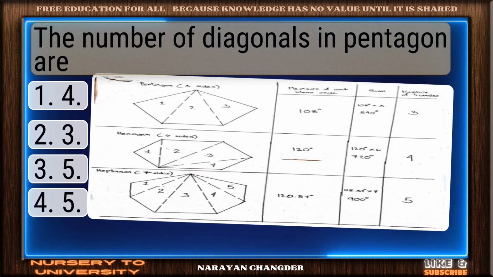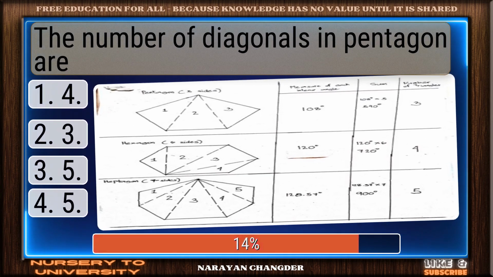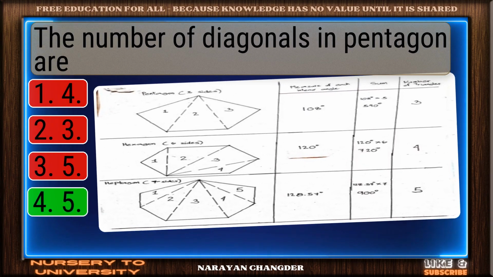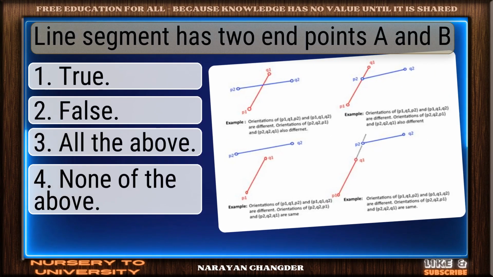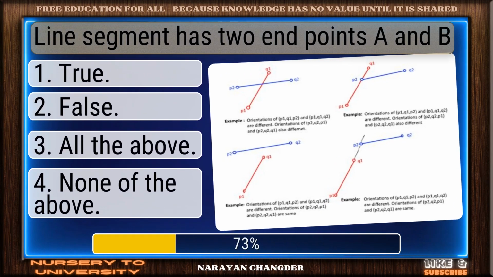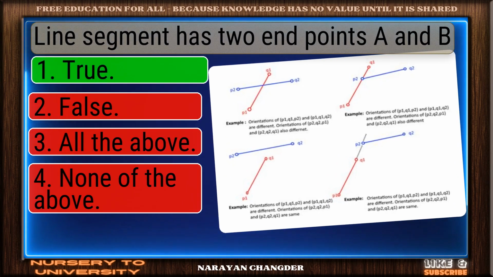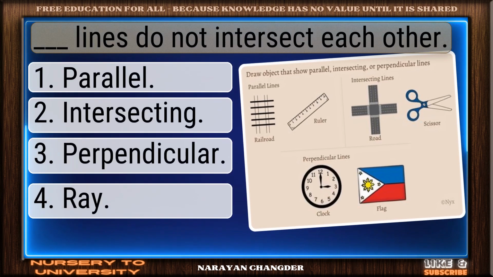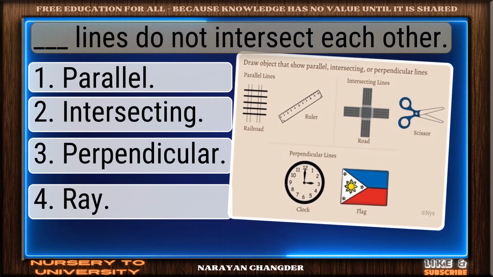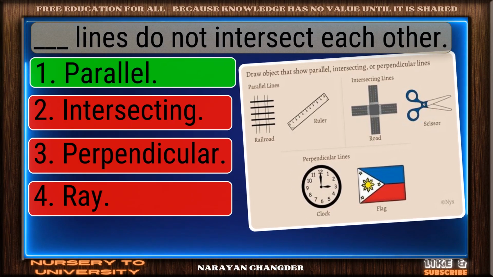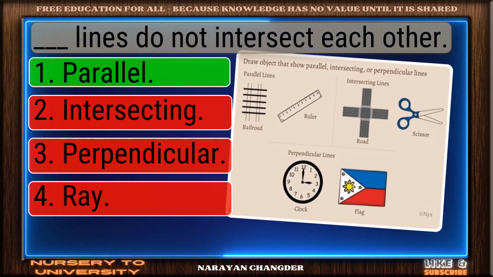The number of diagonals in a pentagon are... You got it. Your choice 5 is right. Line segment has 2 endpoints A and B. On track. True is the correct answer. Dash lines do not intersect each other. Well picked. Parallel is the correct answer.